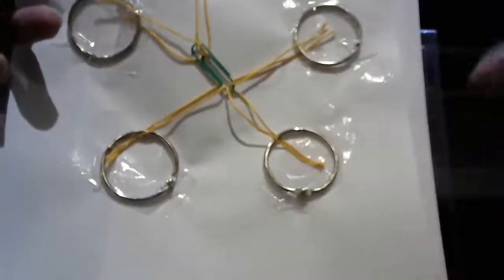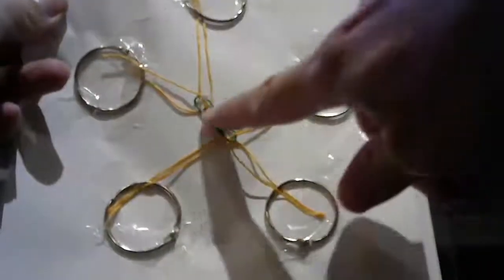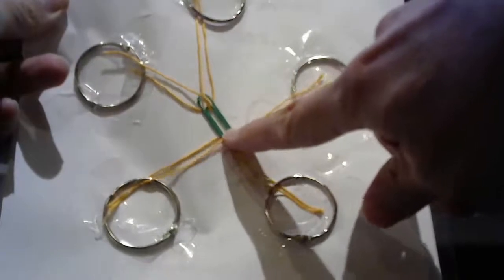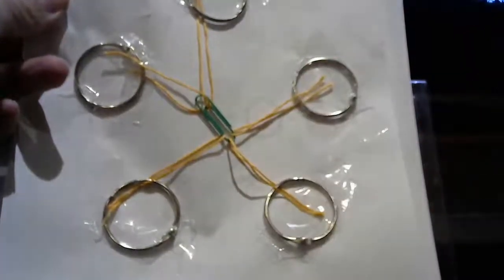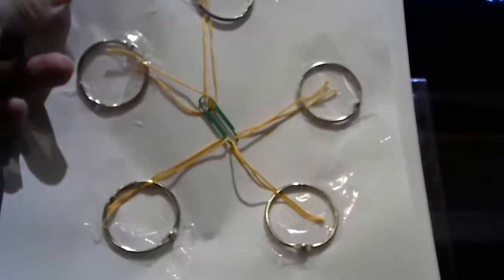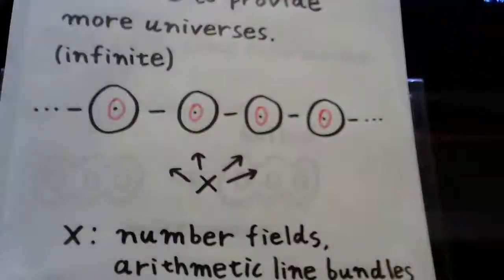X is bound in many universes. So we can get some information about X. This is the essence of IUT theory. Okay? That's it.